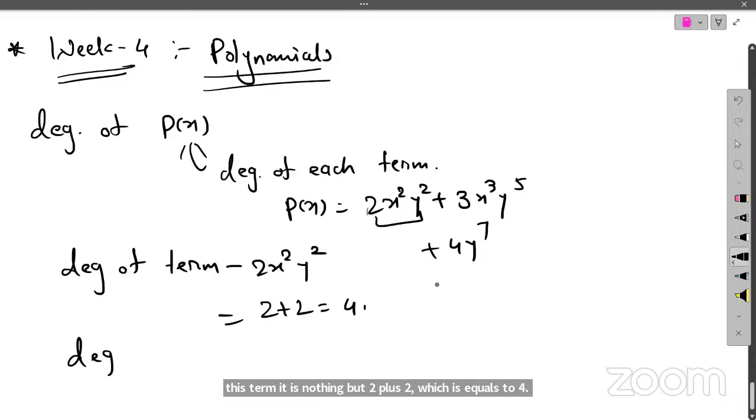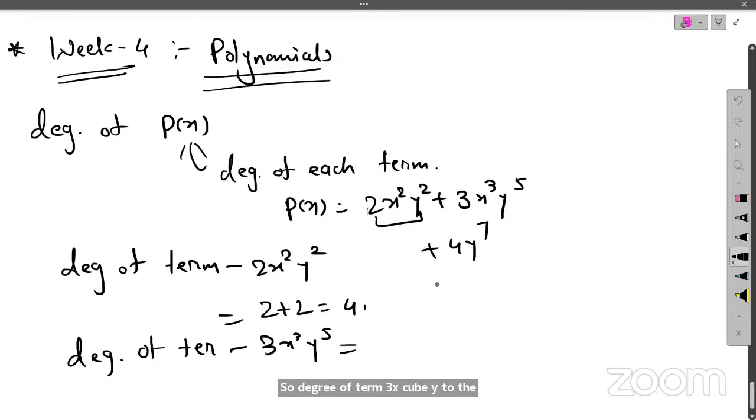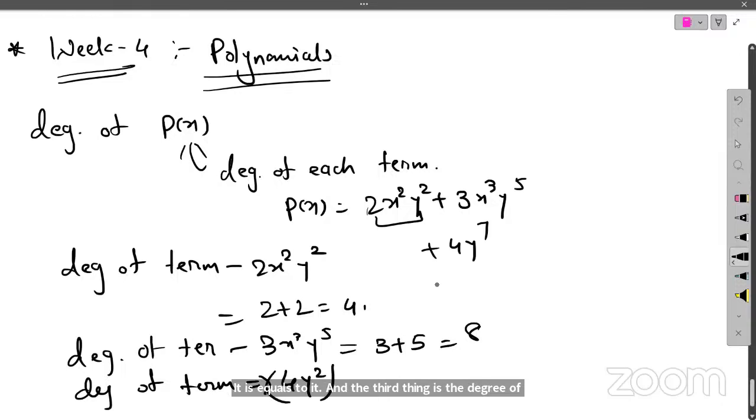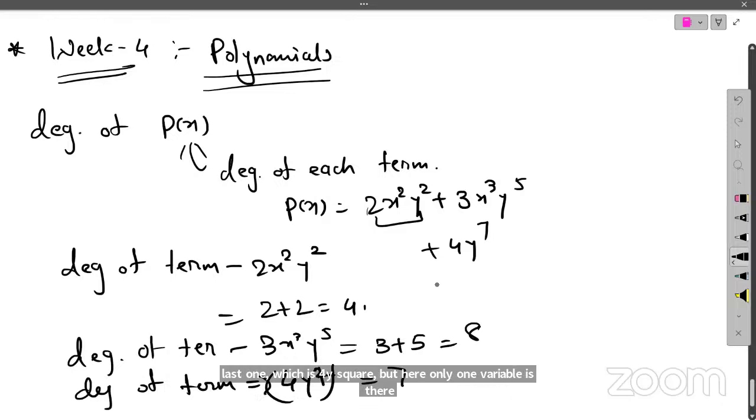Now I'll calculate the degree of the second term. So the degree of the term 3x cube y to the power 5, again the sum of the powers of each variable. So that means 3 plus 5, which is equal to 8. And the third one is the degree of the last term, which is 4y to the power 7. But here only one variable is there. So the degree will be 7.